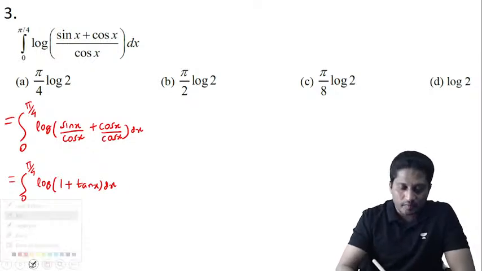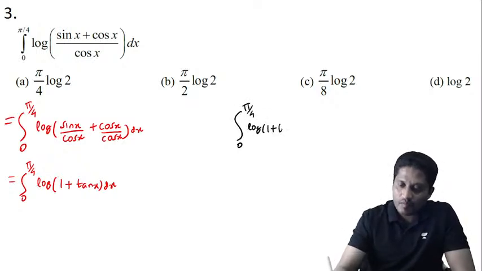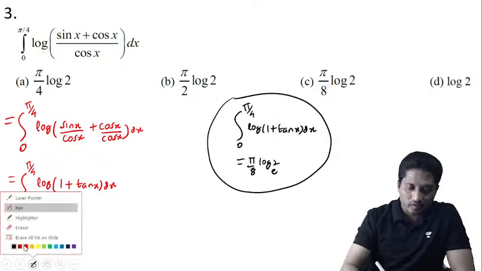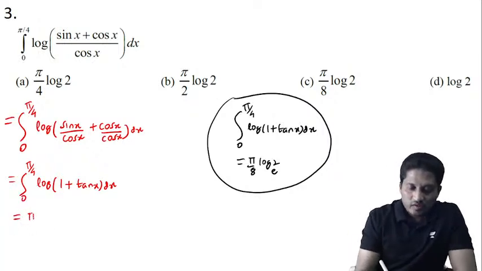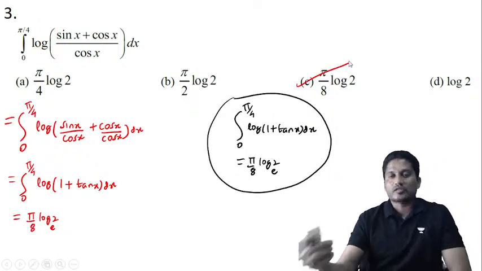Alright, it's a standard property that if you have the integration from 0 to pi by 4 of log of 1 plus tan x dx, it is pi by 8 into log 2. Okay, 0 to pi by 4 log of 1 plus tan x dx is pi by 8 log 2. So even this answer will be equal to pi by 8 into log 2. It is understood it is the base e. So pi by 8 log 2, the answer is option C.